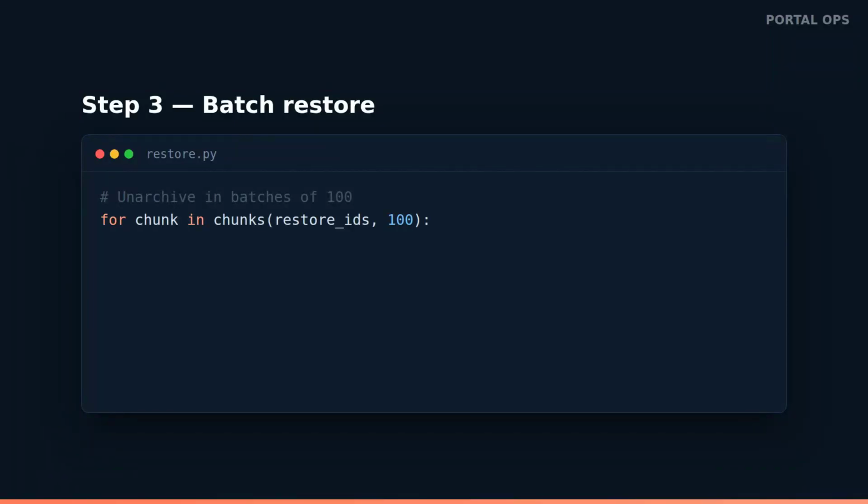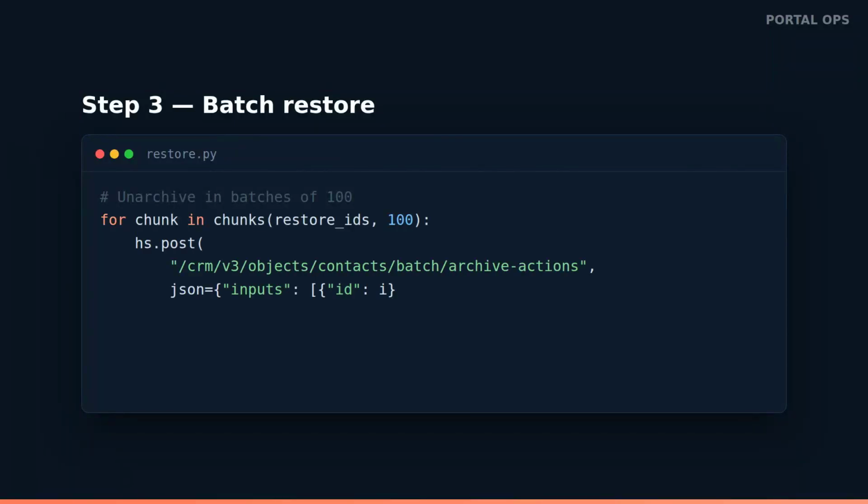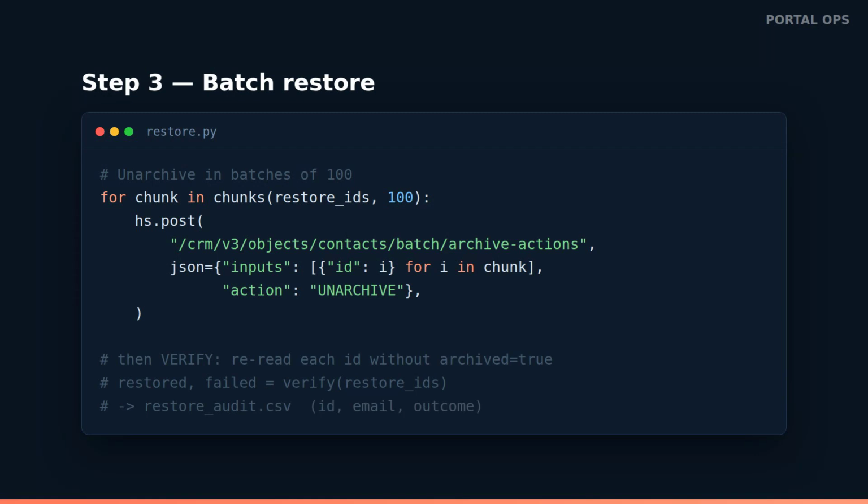Step 3. The restore itself is almost anticlimactic. Batch unarchive, 100 IDs at a time. The part that isn't optional is verification. After the restore, reread every ID from the active universe, no archive flag, and confirm each one actually came back. Batch endpoints can partially succeed, and a restore where 97% came back is a restore where 3% is still missing and nobody knows which 3%. Write the audit file, ID, email, outcome. That file is what you send to the rep who reported it. And it turns, "I think we fixed it," into "here's exactly what was recovered."